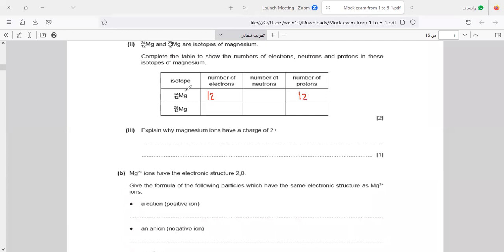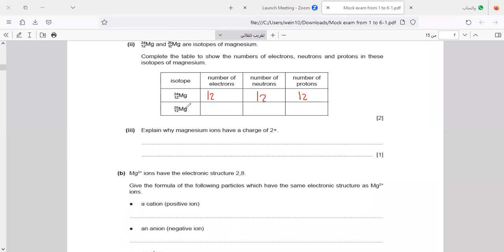Okay, if there is no charge here, this means this is atom. So the smallest number is the number of electron is the number of proton. Number of neutrons, subtract 24 minus 12, it will be 12 as well.